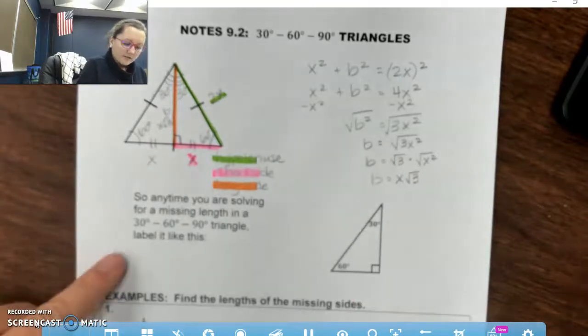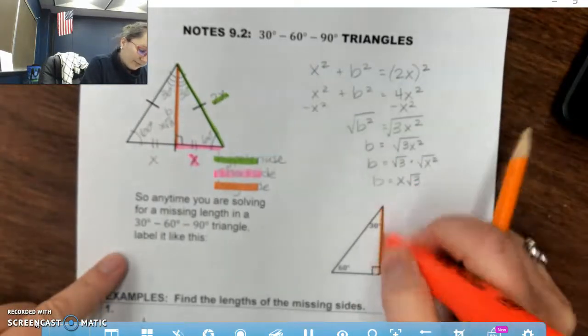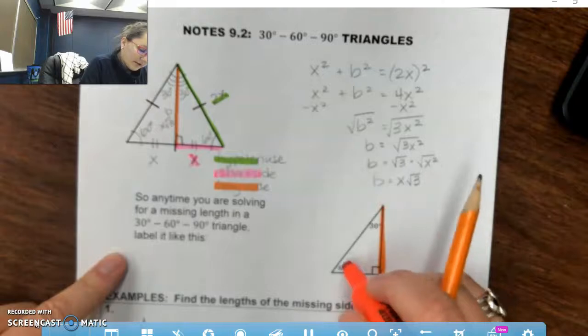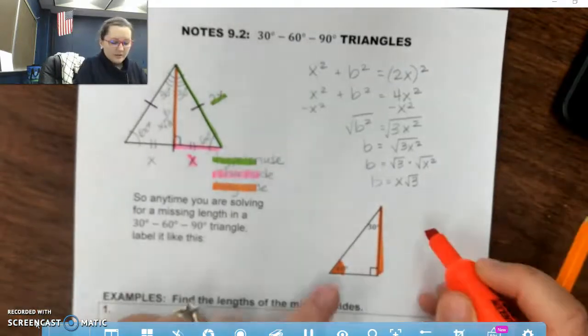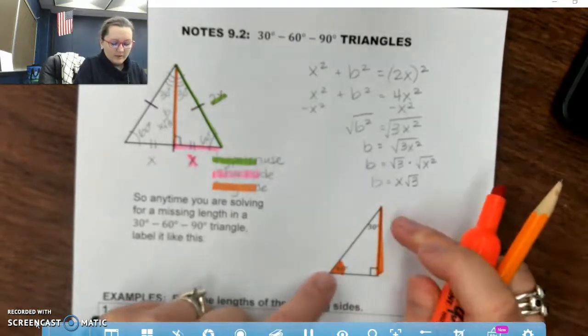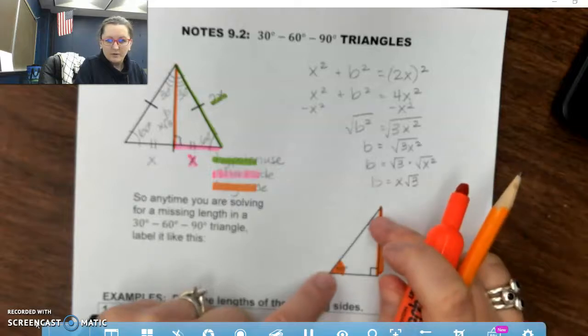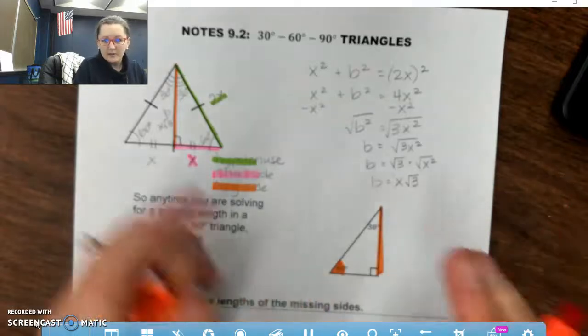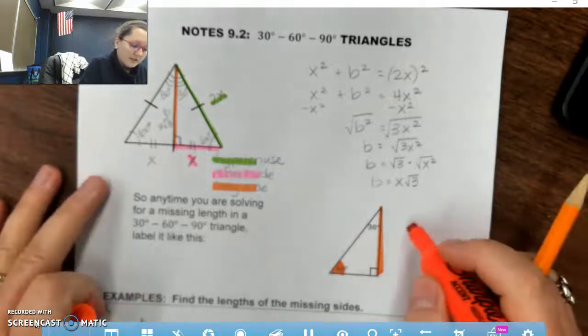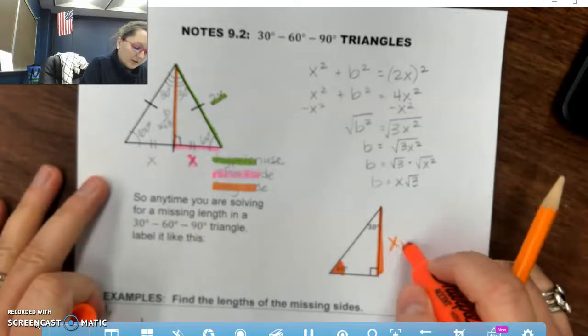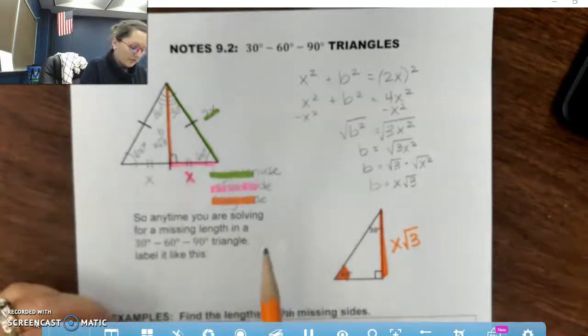Alright, so my long side was orange, and your long side is always across from your 60 degree. Think if you're comparing the lengths across from 60 degrees and across from 30 degrees, that 60 degrees is going to be larger, right? The opening is going to be larger. So that value is x root 3.